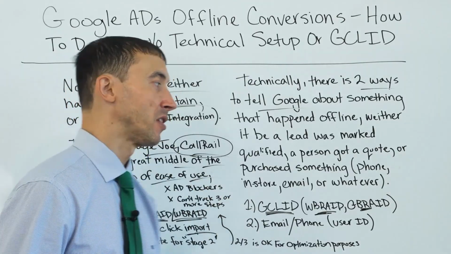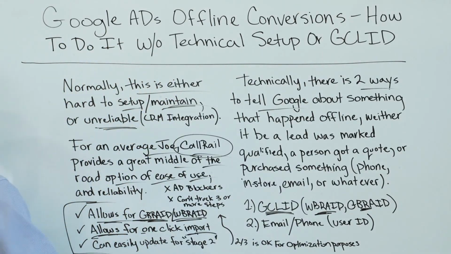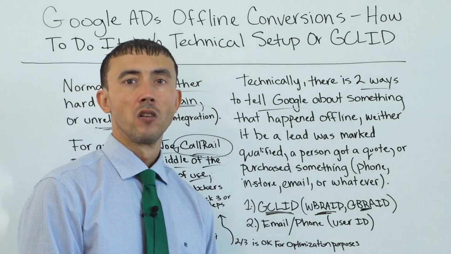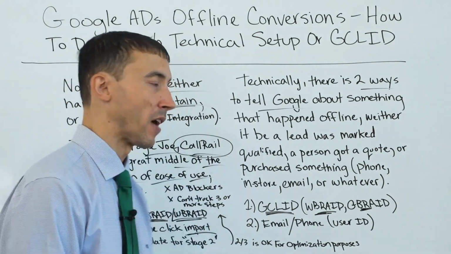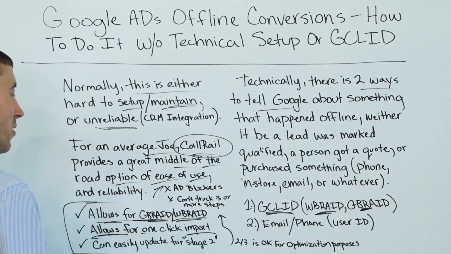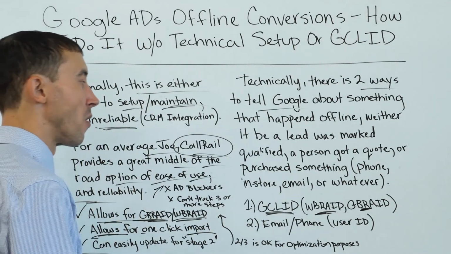Anyway, getting back to what I was saying here. So those are your main benefits for using this CallRail account to do offline conversion tracking. Okay? Here are the downsides, which is why we don't use it for our own firm.